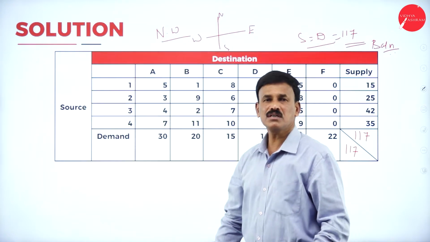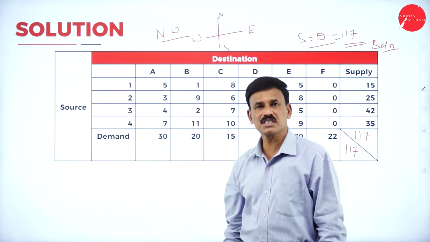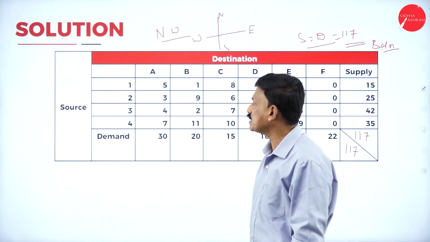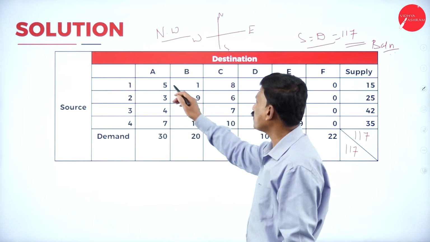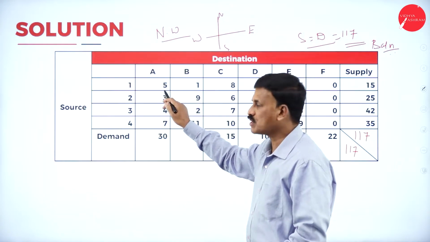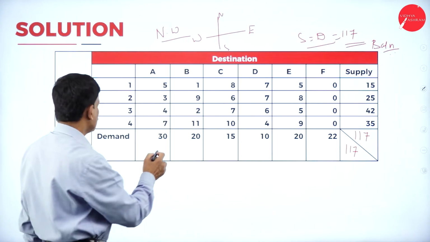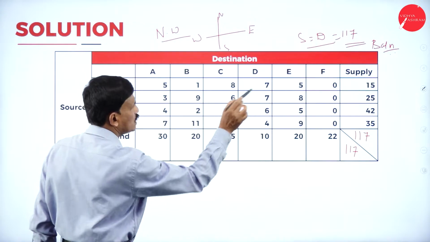Now how to solve the problem? In the northwest corner method, the first step is to identify the north element, that is the left topmost element in the given table. So the left topmost element is 5. Corresponding to this 5, identify the demand and the supply. The demand is 30 and the supply is equal to 15.